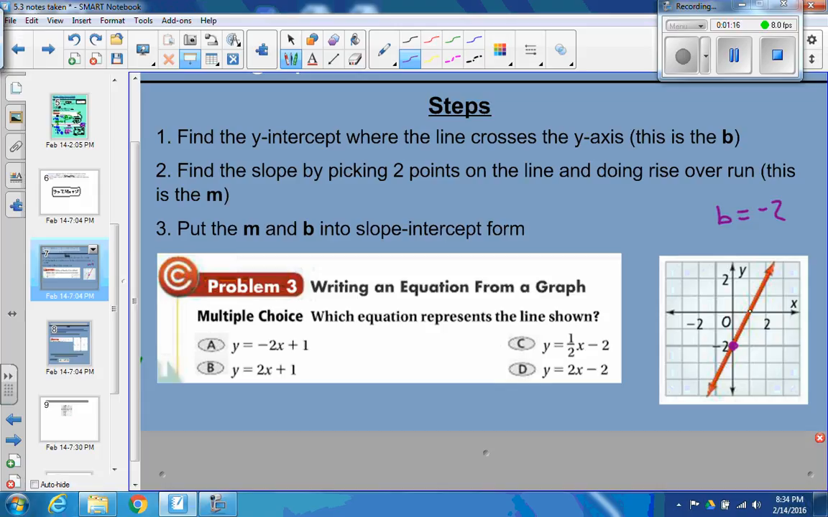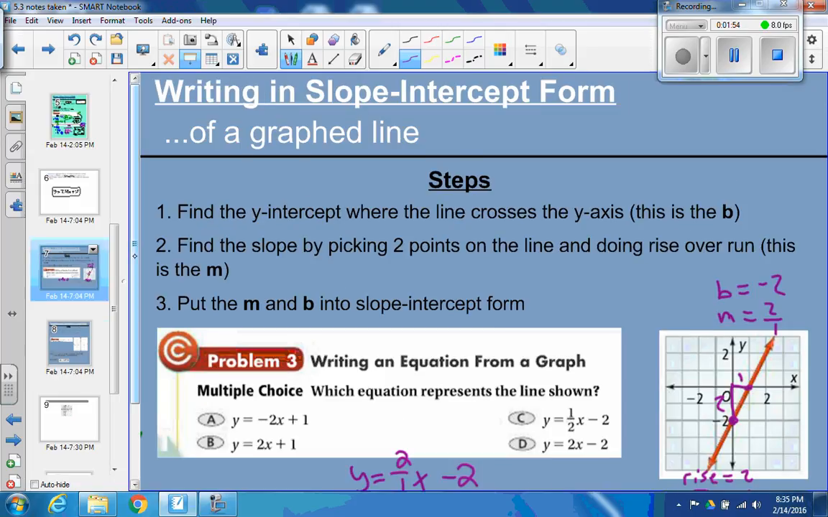So we know that's a point. Let's pick, looks like this one is a point 2. To get from the left point to the right point, you'd go up 2. So your rise would be 2. Your run would be over 1. So rise over run. Your rise is 2, your run is 1, so your slope is 2 over 1. So the equation then would be y equals 2 over 1, which is the same thing as 2x plus -2, or -2.